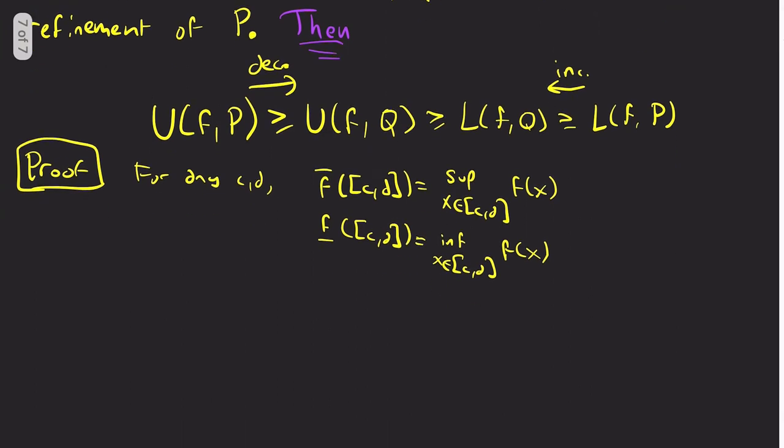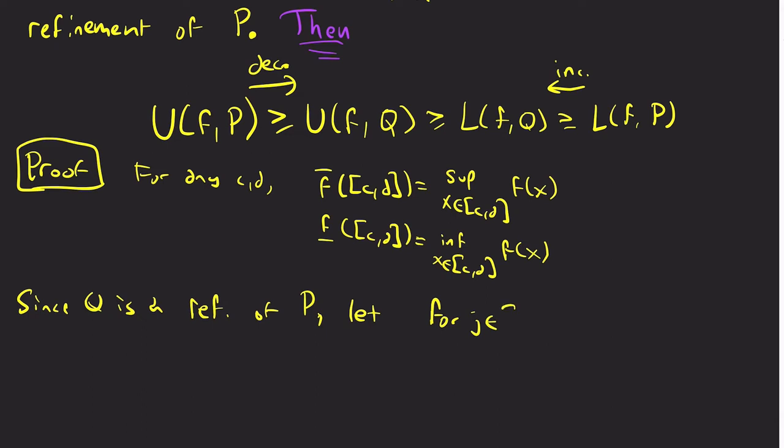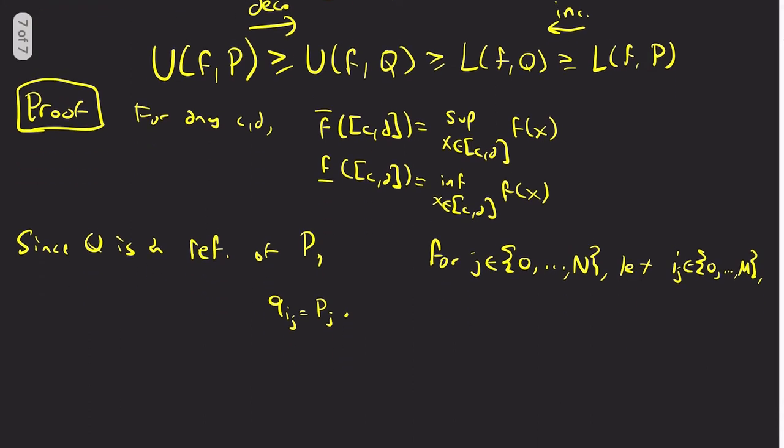So I'm just going to explicitly say, since Q is a refinement of P, for j between 0 to N, let i_j between 0 and M with Q sub i_j equals p sub j. So I've now enumerated essentially that map between P and Q.